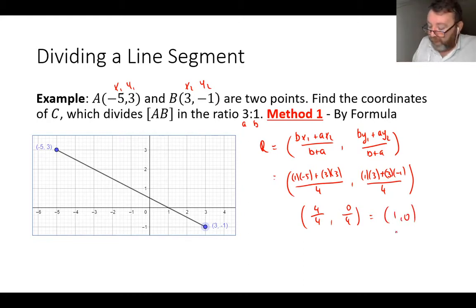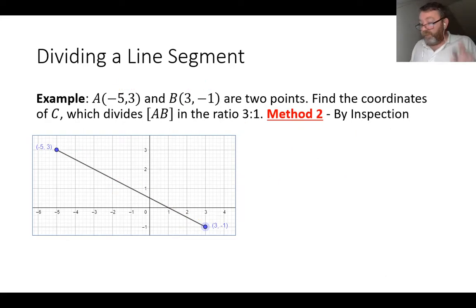Now what do I do? Go back to my line segment, find the point 1, 0, and that point there divides my line into the ratio of 1:3. So there's the 3, and there is the 1. So there's your line divided into 1:3. Okay, now that's one way to do it. There is, of course, the second way to do it, which is by inspection.